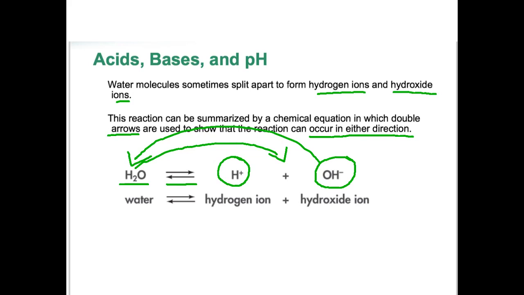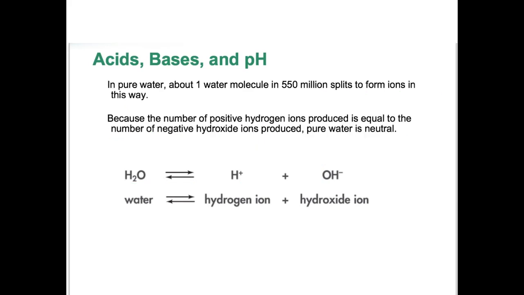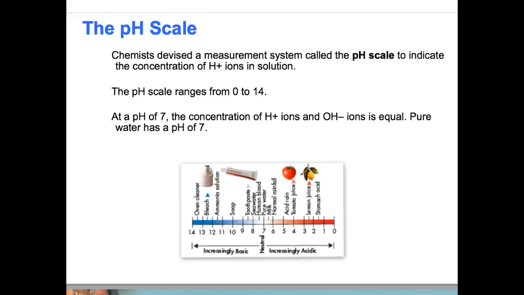can form water. In pure water, not very many of the water molecules will split apart, but sometimes they will, and they'll form ions, because the number of positive ions equals the number of negative ions. Pure water is what we call neutral. It has no charge. So the pH scale goes from 0 to 14.